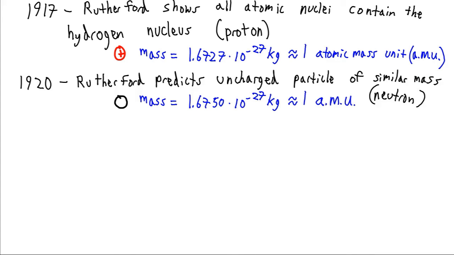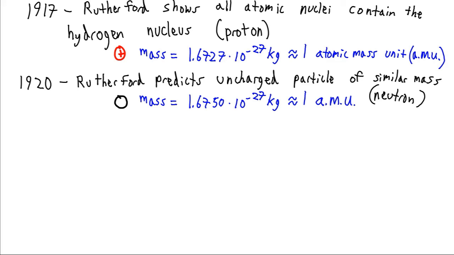And this particle turns out to have a very similar mass to the proton. It varies just a little bit, 1.675 times 10 to the minus 27 kilograms instead of 1.6727. But this is still close enough that we can set it equal to about 1 atomic mass unit. And so we aren't going to bother to differentiate between their masses for our rough purposes.